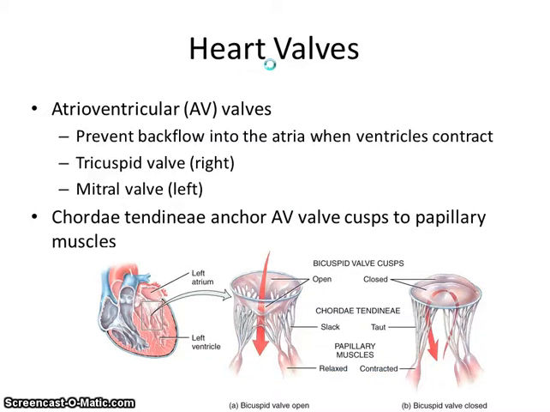You have two sets of valves. The first set are your AV valves, your atrioventricular valves, also called your cuspids. You've got one on the right side dividing the right atrium from the right ventricle, and the left side dividing the left atrium from the left ventricle. They can also be called your cuspids because they're basically these cusps with the chordae tendineae, your heartstrings, connecting to the papillary muscles. On your right side, you've got the tricuspid. On your left side, you've got your bicuspid or mitral valve.